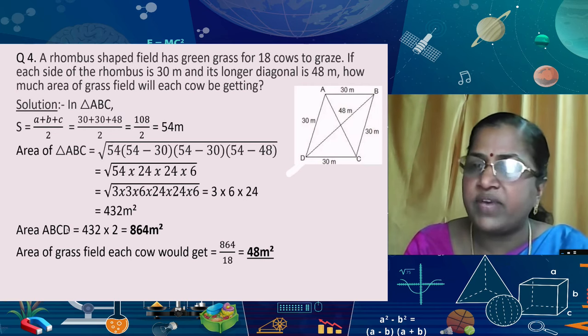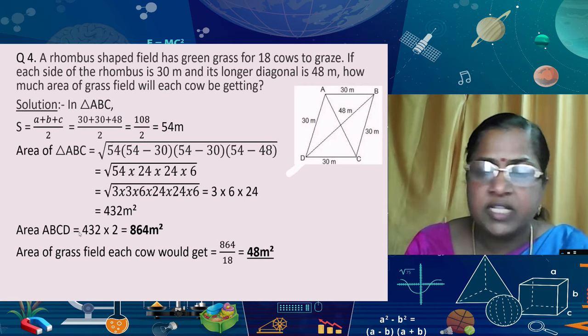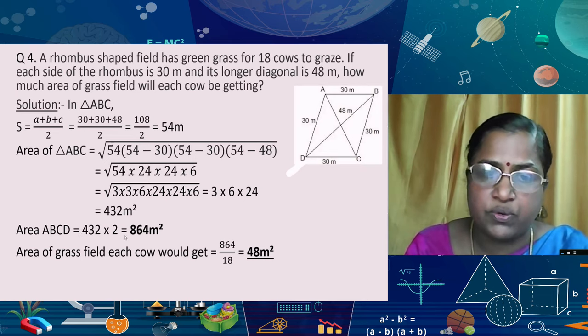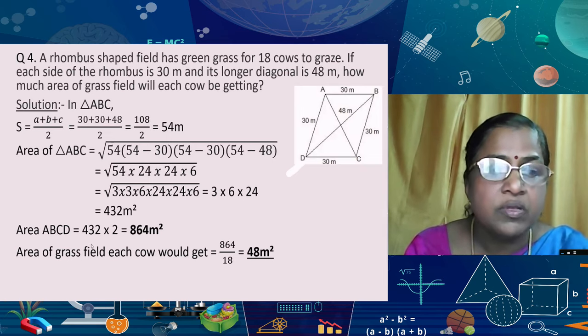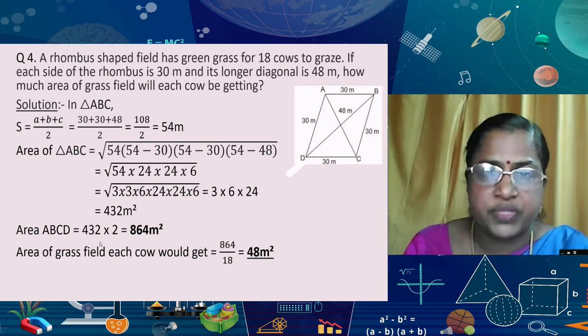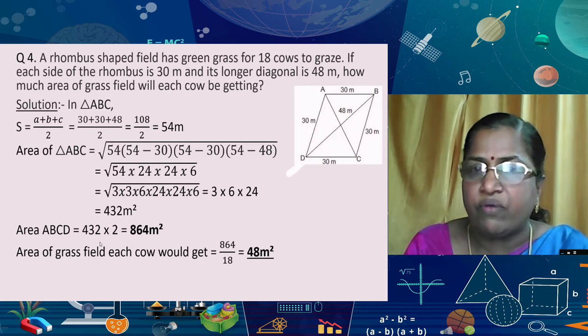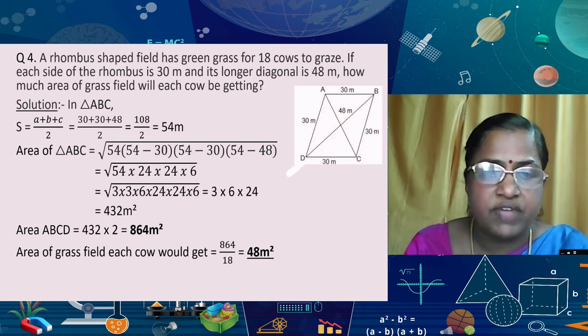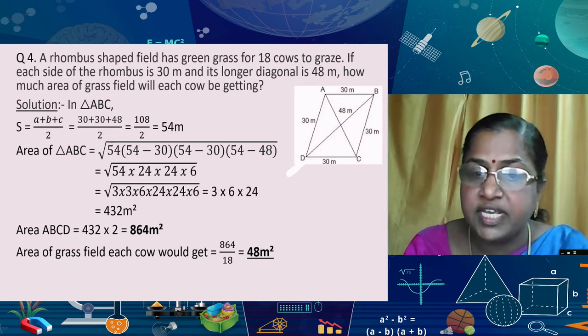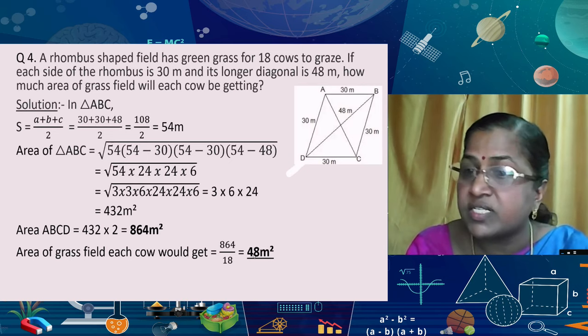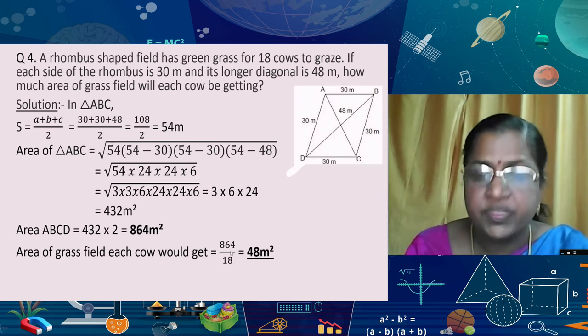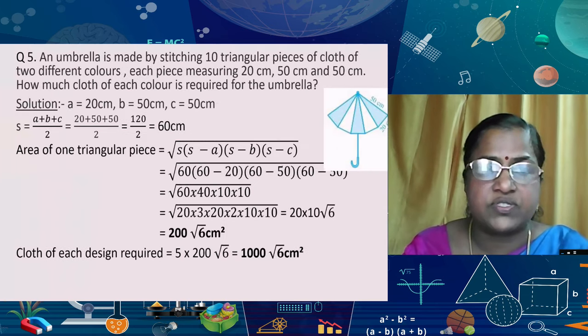So how can we find the area of ABCD? The rhombus half portion we already got, so we can multiply it by 2, and we get the area as 864 meter square. So the area of the field for 18 horses is given. We have to find the area of grass field each horse would get, equal to 864 upon 18, which is 48 meter square. In this way we can solve this question.